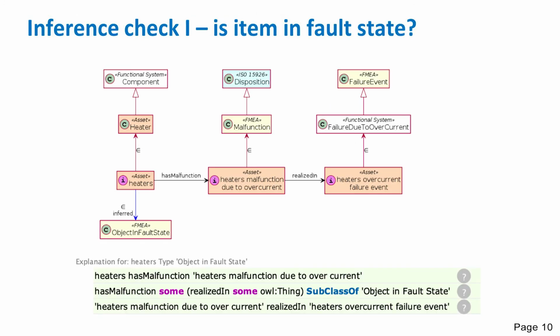Here is an example. From our risk assessment, we know that the heater component has a potential malfunction, a disposition to fail, given overcurrent. When we provide input to the effect that the malfunction is in fact realized, the computer makes the inference that the heater is in a fault state. We can ask for an explanation why, and the inference steps will be laid out for us in the form of a proof. This may look trivial, but note that inferred facts serve as premises for further inference. This is the propagation mechanism, as we will see in the next slide.